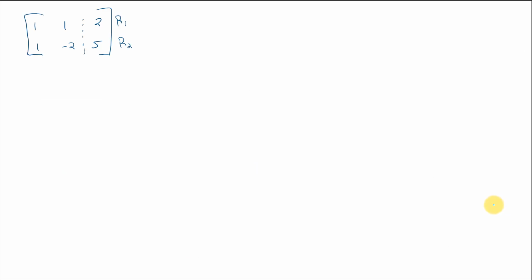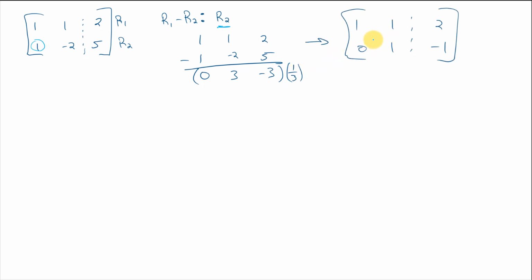And I'm going to start trying to get rid of, say, this 1. I'm going to try to make that a 0. So let's go with row 1 minus row 2, and that's going to be the new row 2, okay? So when I do that, I get 0, 3, negative 3. So I'm going to multiply that by 1/3, and I'm going to have a new matrix here. And again, I have a 0 here, which is what I wanted. And I've got 1, negative 1 here.